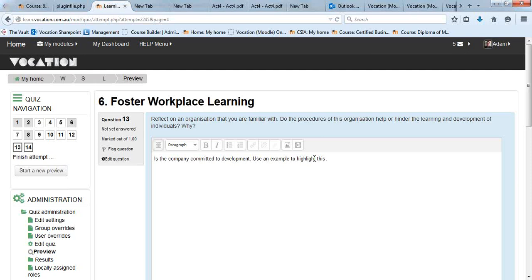So what are the things that they're doing? Demonstrate that, explain, and use an example to highlight it. Say, okay, the company does this, this, and this, so I really don't know that they are committed to the development because of this, this, and this. Or, absolutely, the company is doing this, this, and this, and therefore I would suggest that yes, they are committed to helping the learning and development of individuals versus hindering.